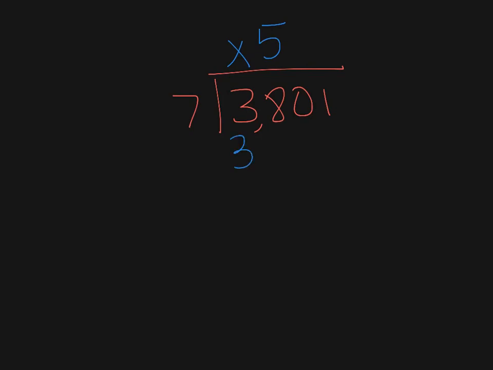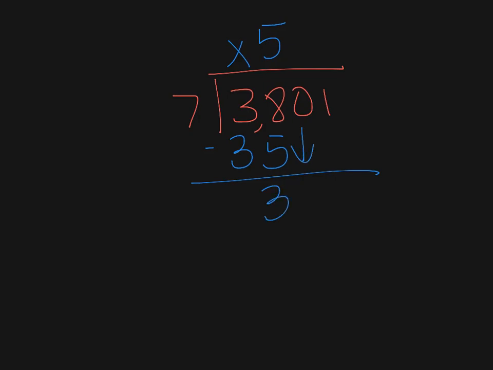Let's go and find the quotient. Here's our dividend of 3,801. Here's our divisor of 7. Let's go and find the quotient. 7 cannot go into 3, so let's put a big X up top. 7 can go into 38 5 times because 7 times 5 is 35. Let's subtract that. We'll get a difference of 3.